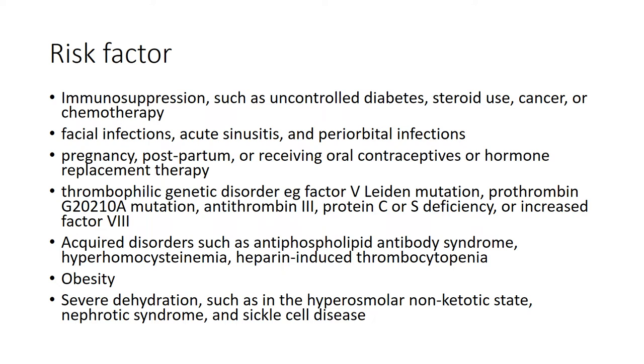Patients with thrombophilic genetic disorders, for example, those with protein C or S deficiency, or those with increased factor 8, are also at risk. The other risk factor is those patients with acquired disorders such as antiphospholipid antibody syndrome or those with heparin-induced thrombocytopenia. Obesity and severe dehydration are the other risk factors for cavernous sinus thrombosis.